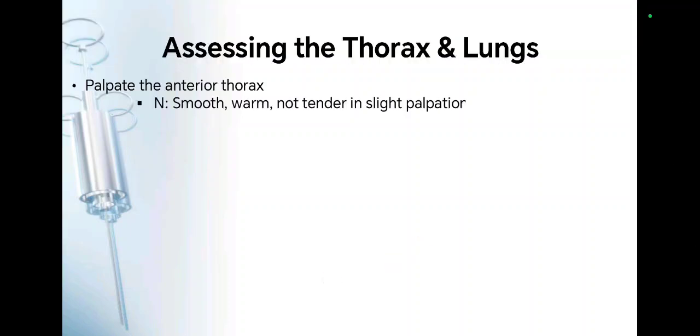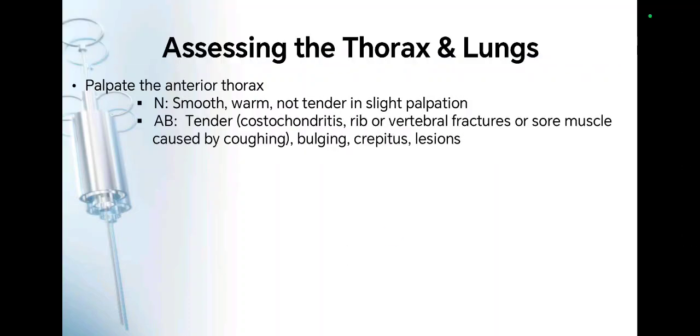So palpate the anterior thorax. It should be smooth, warm, not tender, and with slight palpation. However, you have to take note that when you palpate the anterior thorax, you may also palpate the breast of the female patient. So either way, you can start with assessing the breast and then proceed to assessing the chest. Or after assessing the chest, you can also assess the breast, because it's in the one area. That way, next time you will not go back again to the chest area, because you have already assessed the breast area of the female patient.